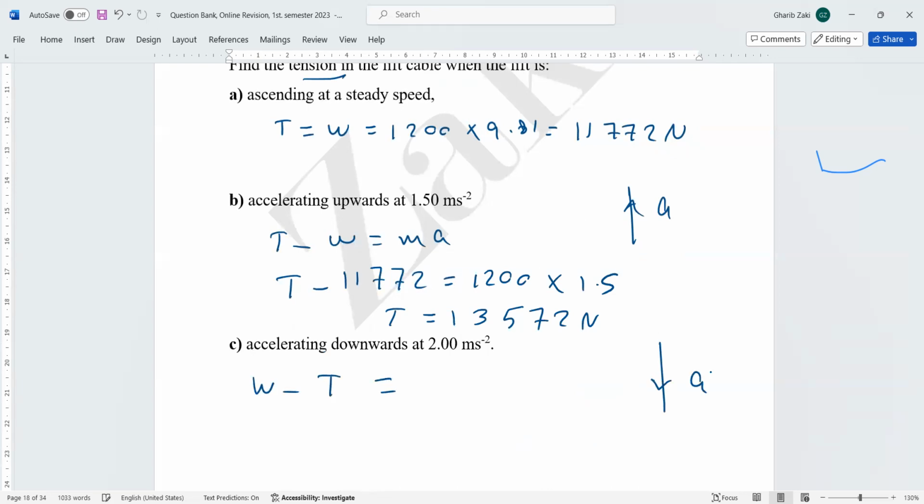The driving force is the weight, equals ma. The weight is 11772 minus the tension equals the mass, 1,200, multiplied by the acceleration. Now we can get the tension by rearranging it: 11772 minus 1200 multiplied by 2. So the tension is 9372 Newton.